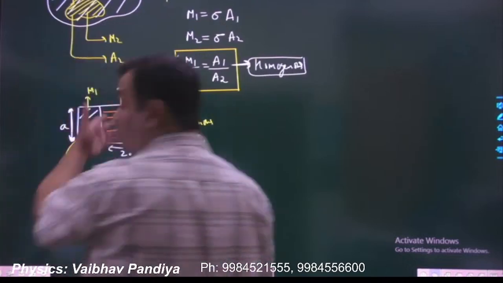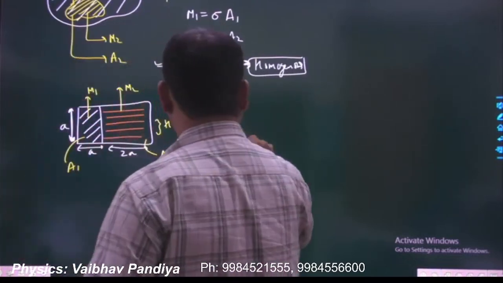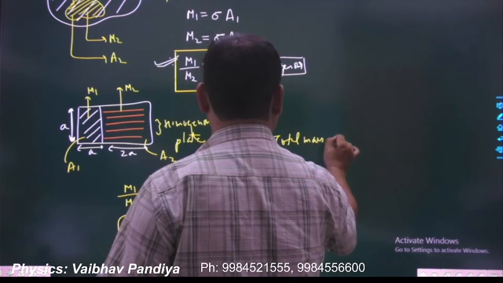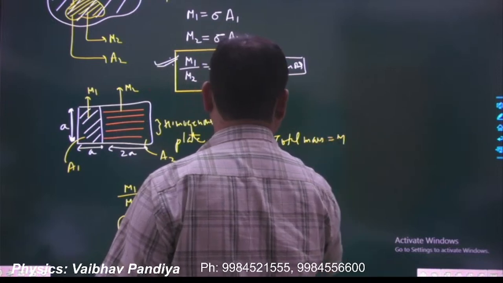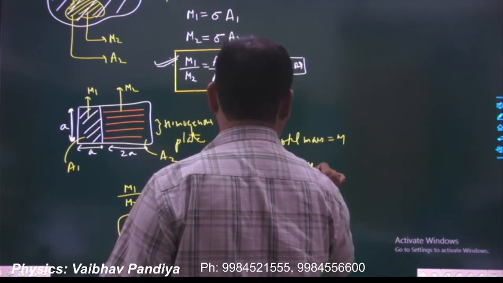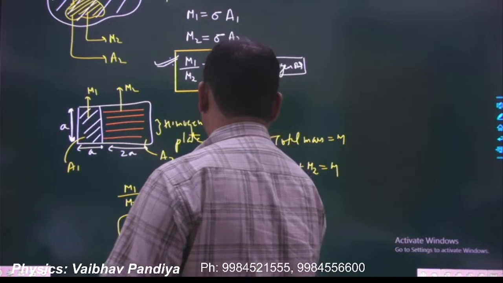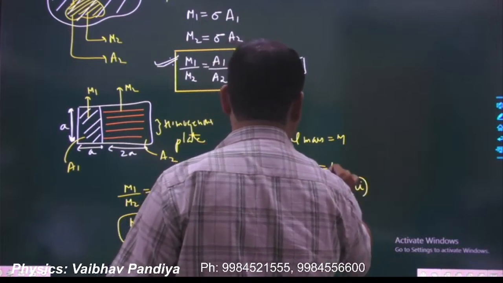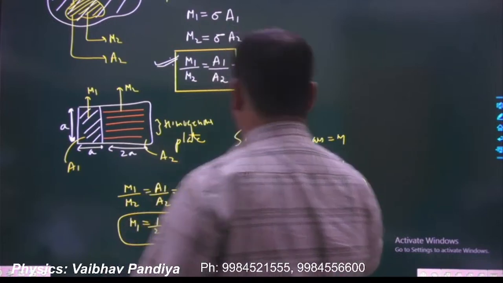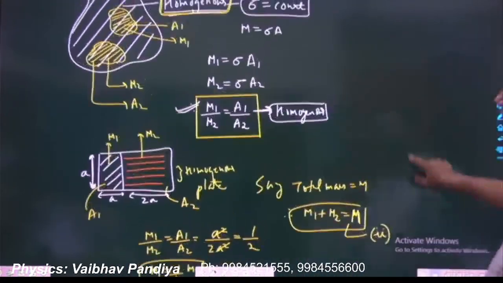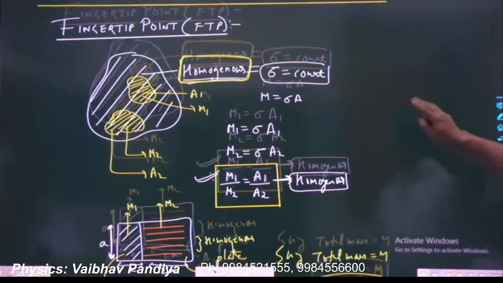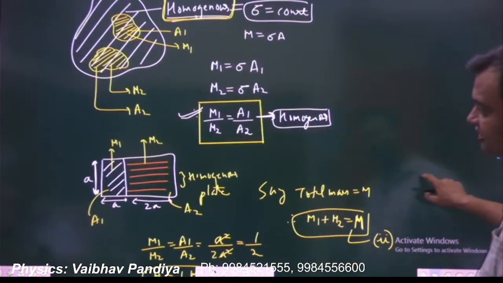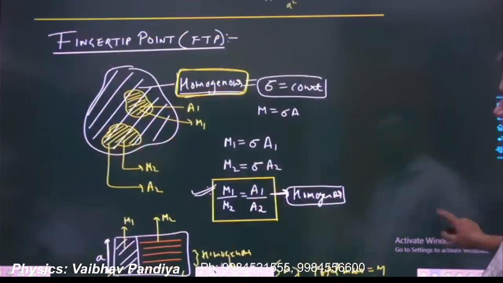And if you're given the total mass, say total mass is equal to M, another equation will be formed: M1 plus M2 is equal to M. Now from these two equations you can simultaneously solve to get M1 and M2 in terms of M, correct? So this is how things work for a homogeneous object, and this is the fingertip point. For a homogeneous object, the ratio of the masses will be the same as the ratio of the surface areas.